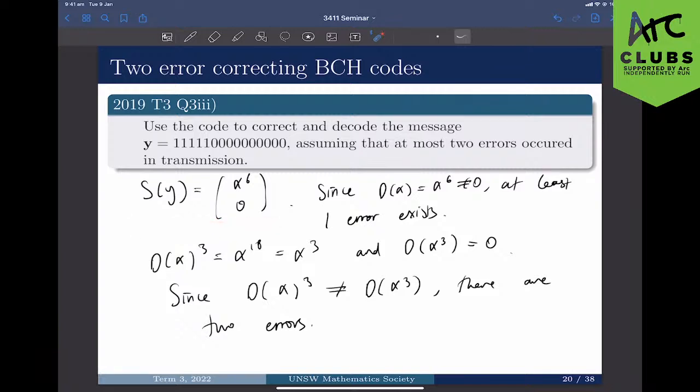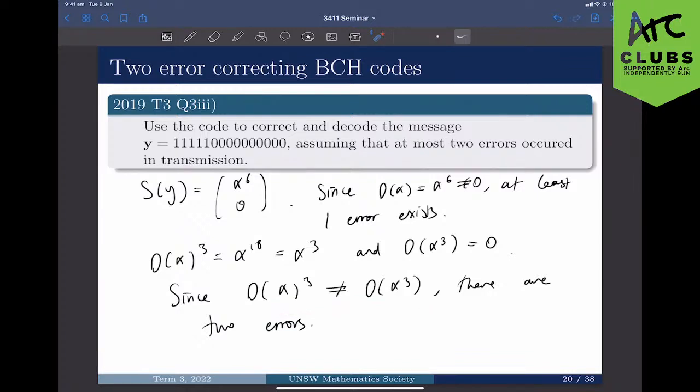So I've written here the syndrome, that's the vector we get. Since this top entry d of alpha is not 0, there's at least one error. And then the way to check and distinguish between the cases where there's 1 error or 2 errors is to look at d of alpha to the power of 3, or d of alpha cubed. So we calculate these two values, and we realize that these two values are not equal. So this tells us that there are 2 errors in this case.